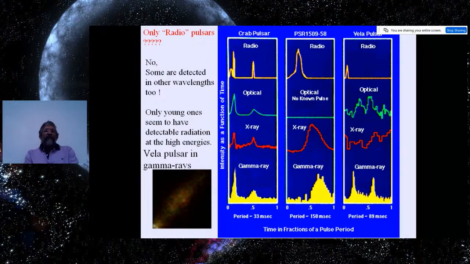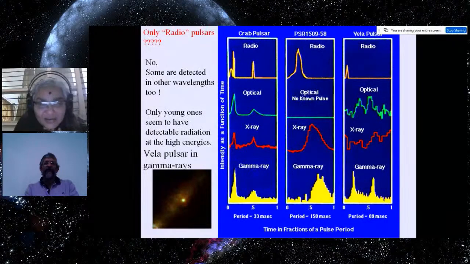Now, while they radiate in radio, do they radiate only in radio? No, some of the pulsars are seen to be bright radiators even at other energies, optical wavelengths.